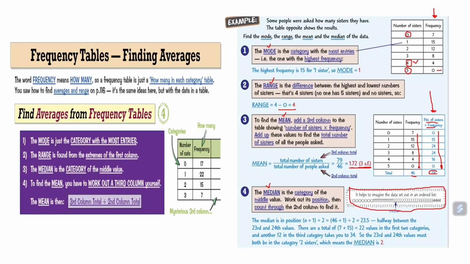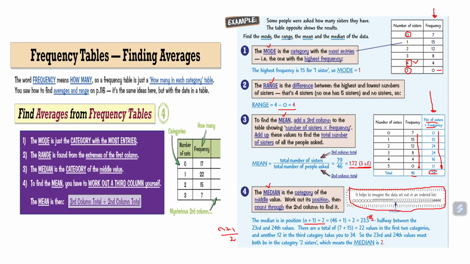The short way to find the median is to look at this formula, which is (n + 1) divided by 2, where our n is the total frequency. So that will be 46 plus 1 divided by 2. That's 47 divided by 2, which will give us 23.5. Remember, 23.5 is just the position. It's not your final answer.